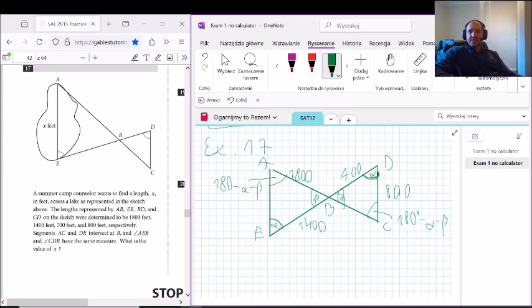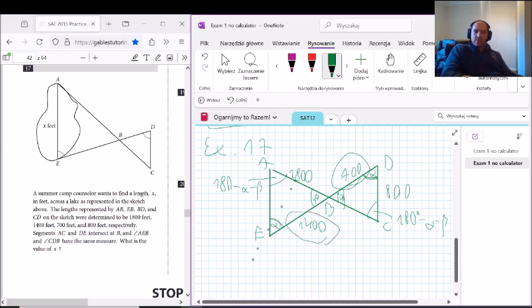This leads us to say that the corresponding sides are this 700 is corresponding to this 1400, which means that this triangle on the left has 2 times longer sides, because 1400 divided by 700 is 2. And we want to know AB.